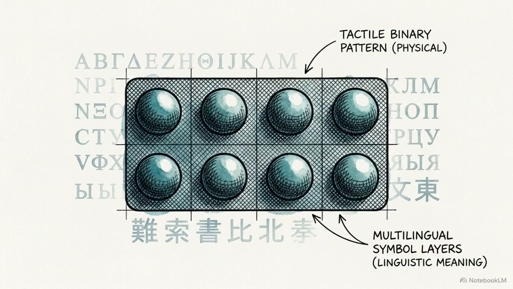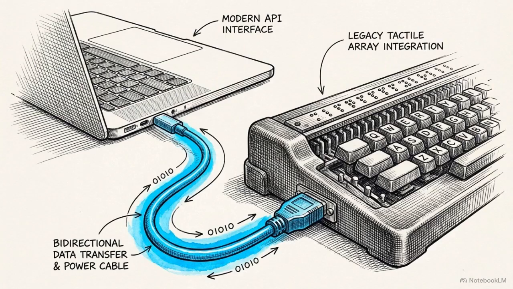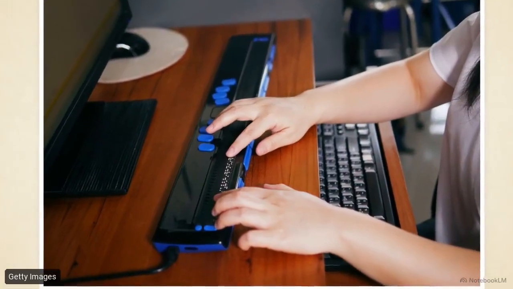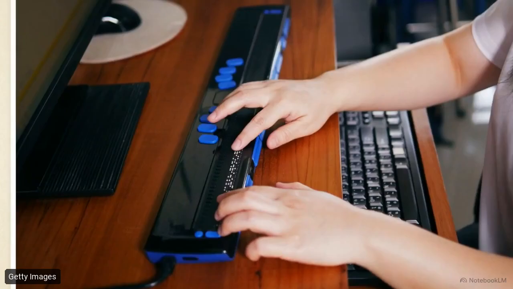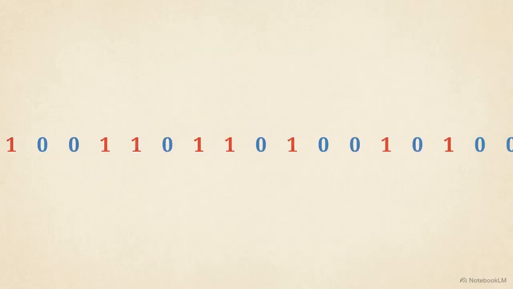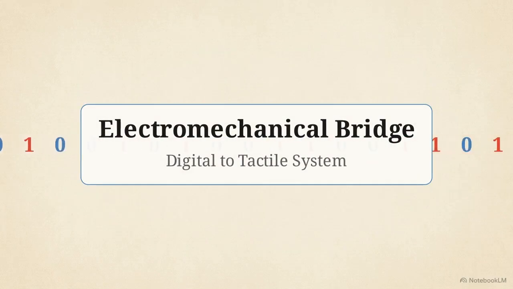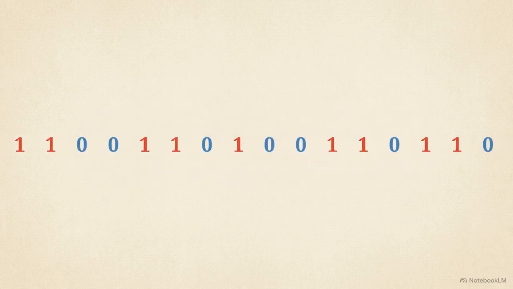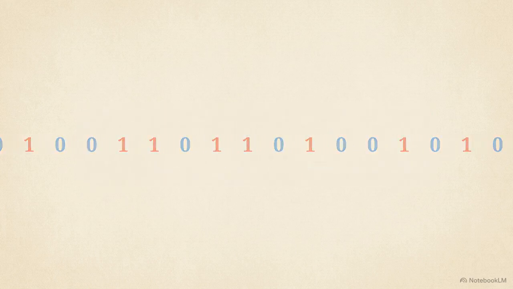The Unicode standard defines only the physical binary pattern of the dots, remaining totally agnostic to the linguistic meaning of the character. Decoupling linguistic meaning from mechanical state allows seamless integration between legacy tactile arrays and modern computer APIs. All of these abstract software protocols ultimately execute in physical hardware. Modern screen readers continuously parse UI automation APIs, demanding high-speed data processing. Translating this digital data stream into a dynamically changing tactile surface requires a precise electromechanical bridge.